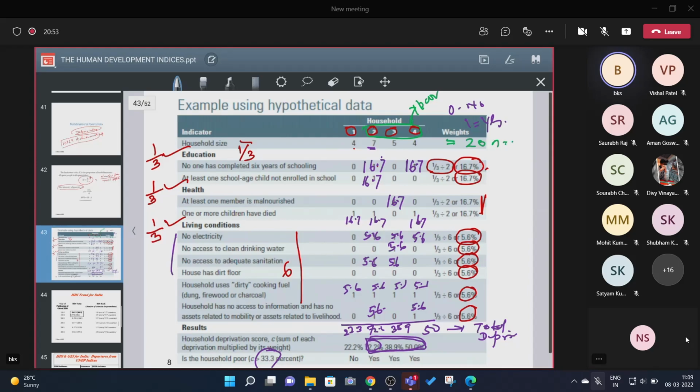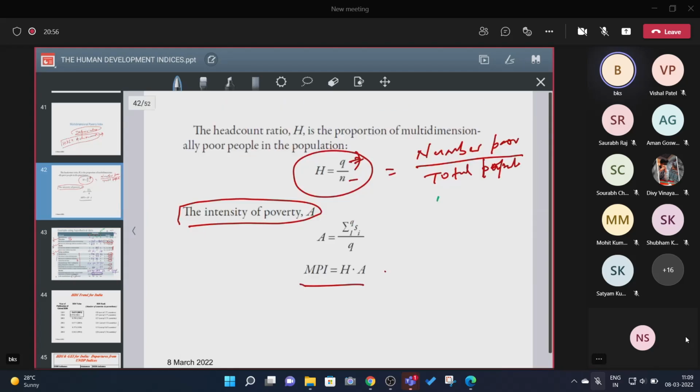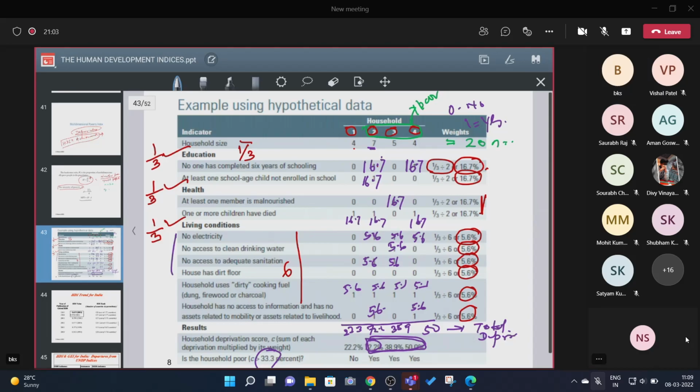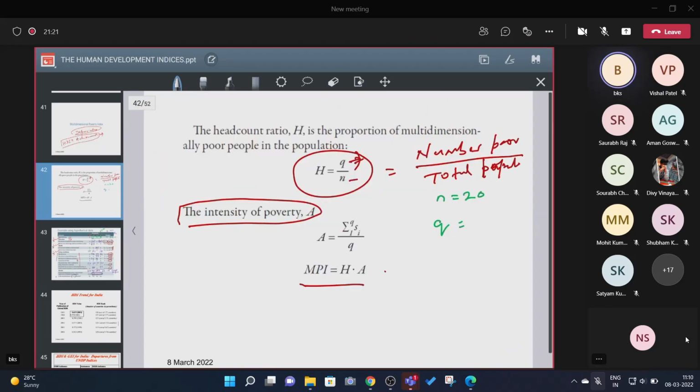So if I go back here, n is equal to your 20, and your q is equal to, here are the household members for all the poor. So this is your 16. So q is 16. So you can calculate H as 16 divided by 20.